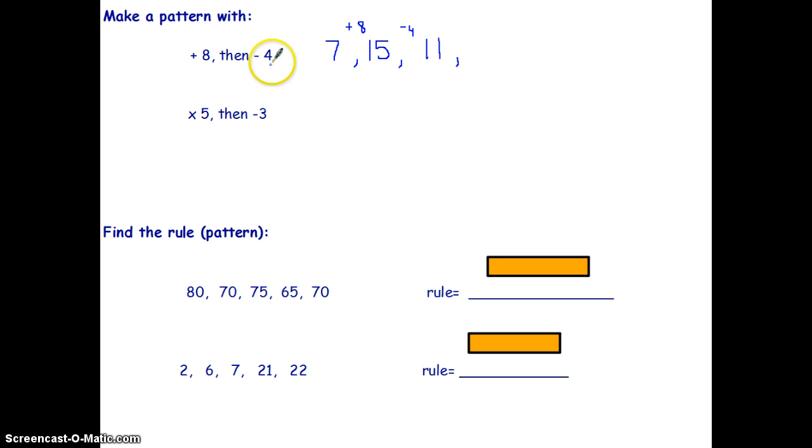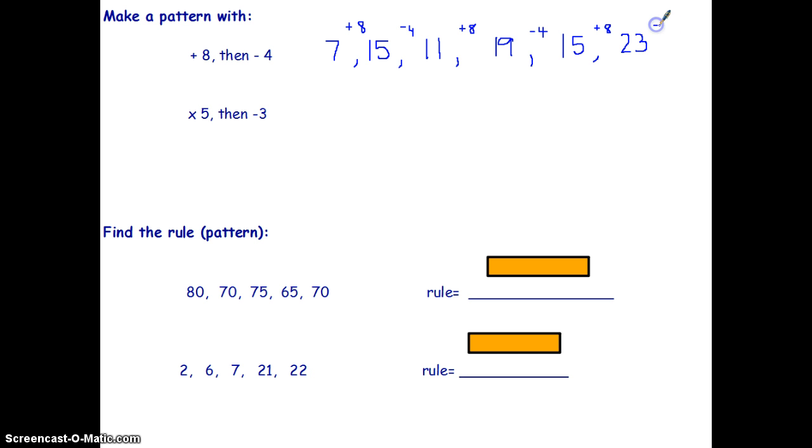So since this is a repeating pattern of plus 8, then subtract 4, I'm going to keep repeating that with my pattern. So now I have 11. I want to add 8 again. 11 plus 8 is 19. Now I'm going back to the minus 4. 19 minus 4 is 15. Now I'm going back to the plus 8. Now I'm thinking 15 plus 8 is going to be 23.